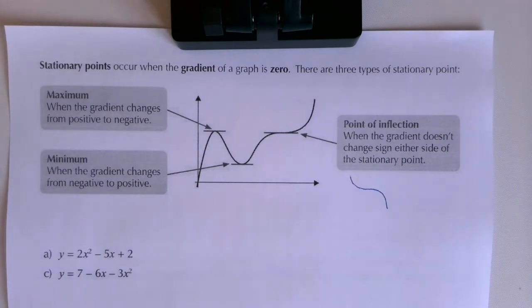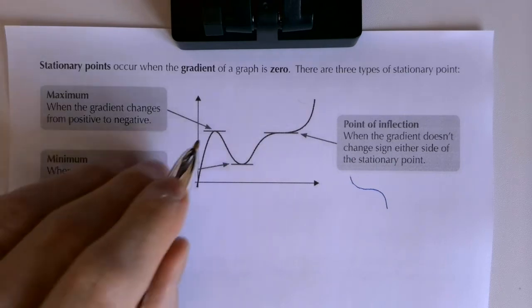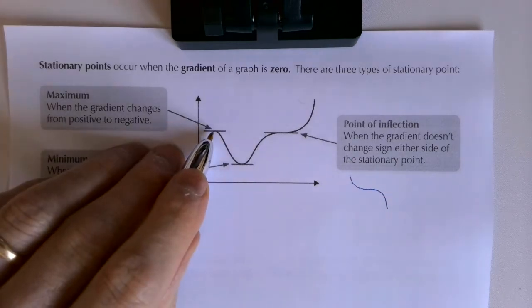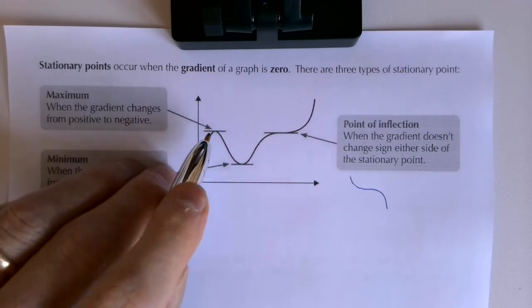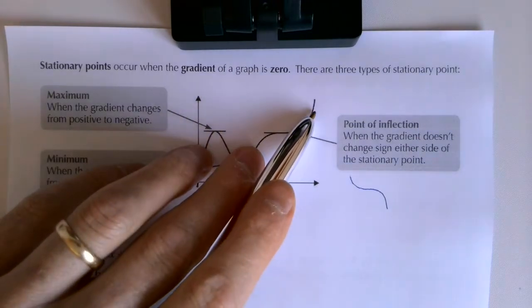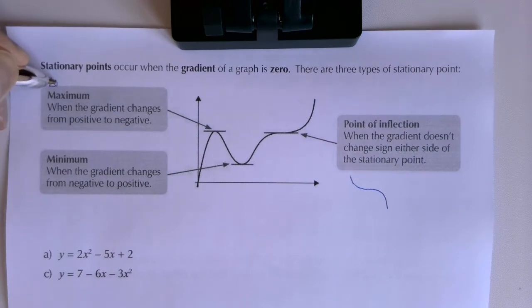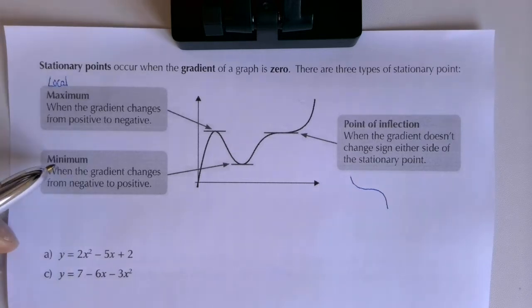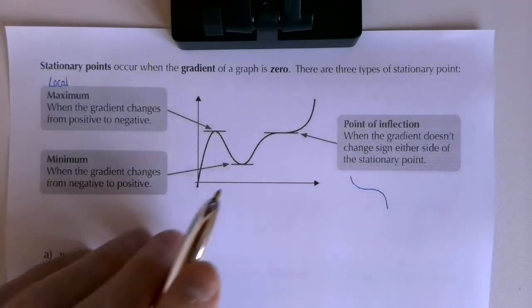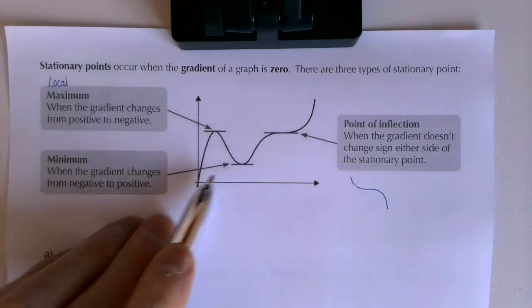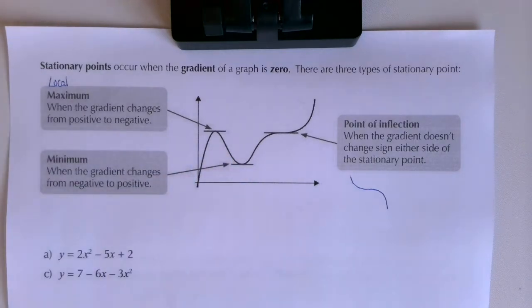There's another term we ought to introduce. This is a maximum point, but it's not the highest point on the whole function because the function gets higher over here. So this is sometimes referred to as a local maximum. Not all maximums are local. Some of them are genuinely the highest point that the graph reaches. And similarly, this is a local minimum because although it's a minimum point, the graph is lower elsewhere.